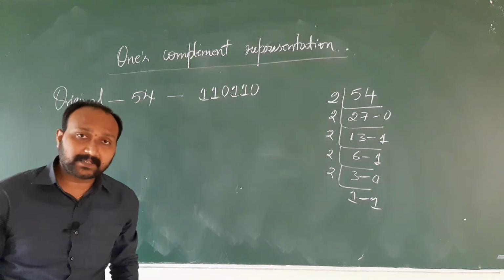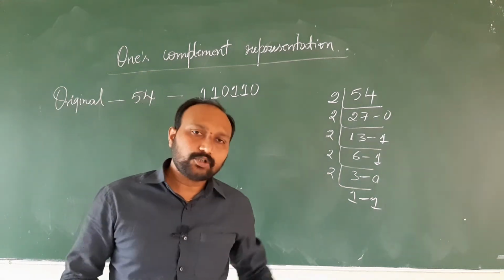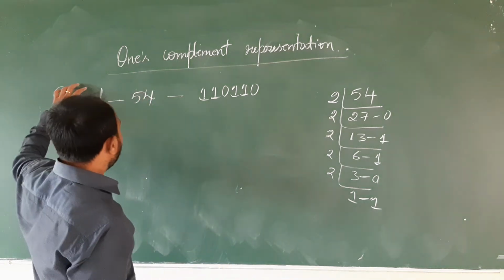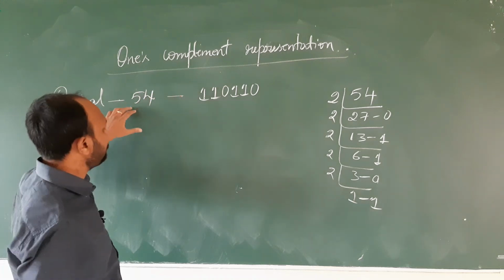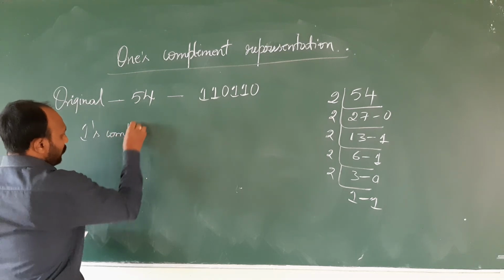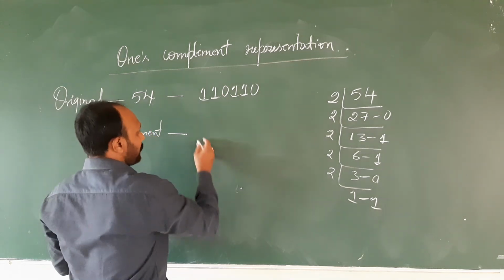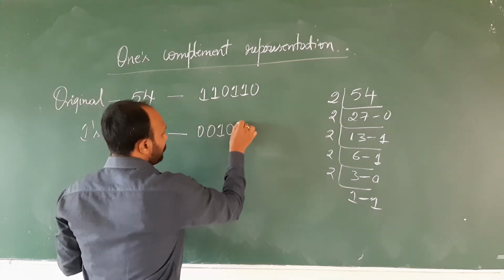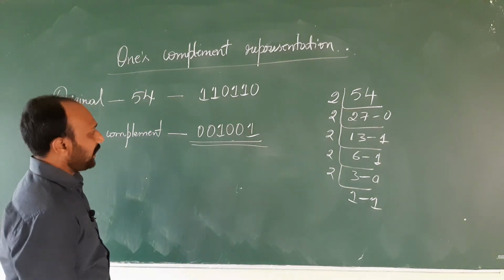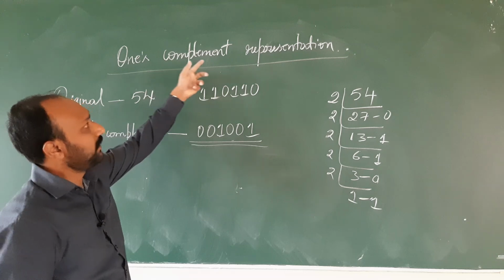So what is ones complement representation? Very simple. Converting each 1 to 0 and 0 to 1. That's all. That is a ones complement representation. So now we are having the original binary value. So now let us find ones complement. So ones complement of this original number is very simple. We need to convert 0 to 1 and 1 to 0. So 0 0 1 0 0 1. So this is the answer. That's all. Okay. So this is how we convert a binary value into its ones complement.